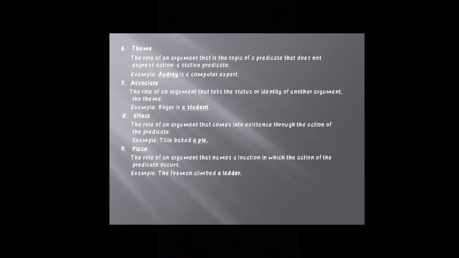Number 8 is effect. The role of an argument that comes into existence through the action of the predicate. For example, Lando is building a hotel. And lastly is place. The role of an argument that names a location in which the action of the predicate occurs. For example, the clock stands on the shelf. I put a book on the shelf.